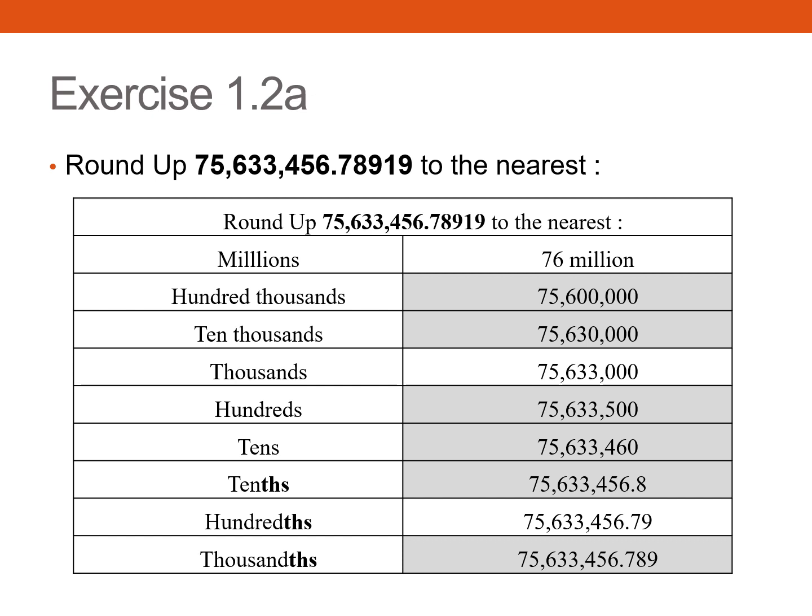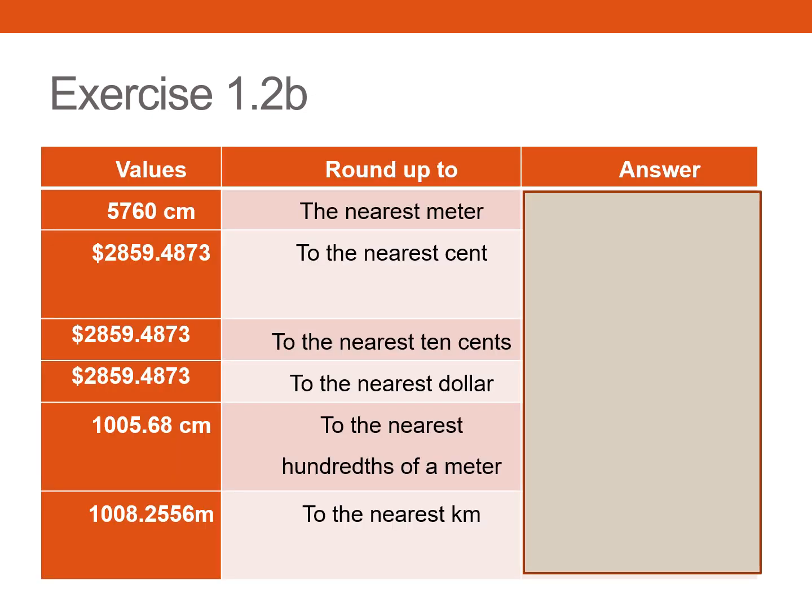All right, so let's look at this table. The first one, nearest meter. What is nearest meter? Whole number. Nearest cent, 2 decimal places. The third one, to the nearest 10 cents. So nearest 10 cents means when you round off, the decimal place will have 10, 20, 30, 40, 50. You understand? Nearest 10 cents. To the nearest dollar is a whole number.